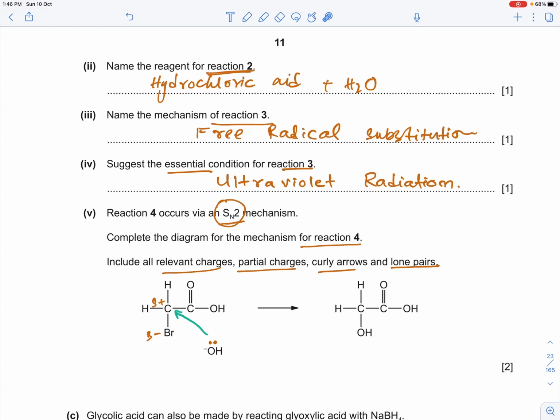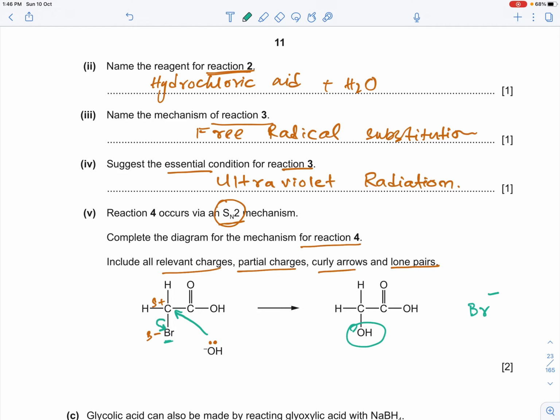So one of the arrows would be drawn from OH towards the partial positive carbon, and the other arrow would be from the center of the C-Br bond towards Br. These two electrons which are shared between carbon and bromine would be transferred towards Br. So the result would be the OH attached to the carbon, and Br would be removed as Br minus. So this is the SN2 mechanism.